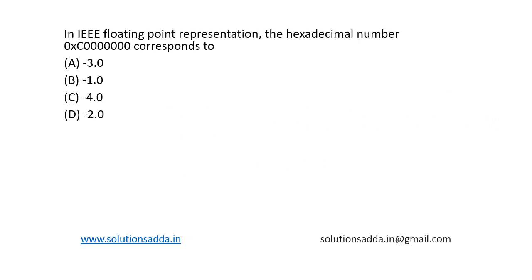This is a question from digital logic design. In IEEE floating point representation, the hexadecimal number 0x00000000 corresponds to, and 4 options are given. So let's write this hexadecimal number in 32-bit form, since IEEE floating point representation is a 32-bit form.